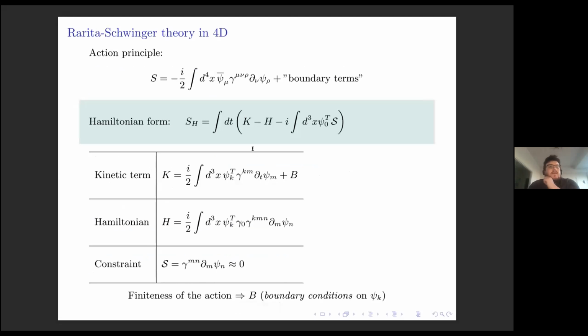Okay, so this is the action principle in Hamiltonian form for the Rarita-Schwinger theory in 4 dimensions. Here you can find the kinetic term, the Hamiltonian, and the constraint. And we can determine the boundary term, as we know, by asking for the finiteness of the action. The form of the boundary term is going to depend on the boundary conditions on the dynamical field.